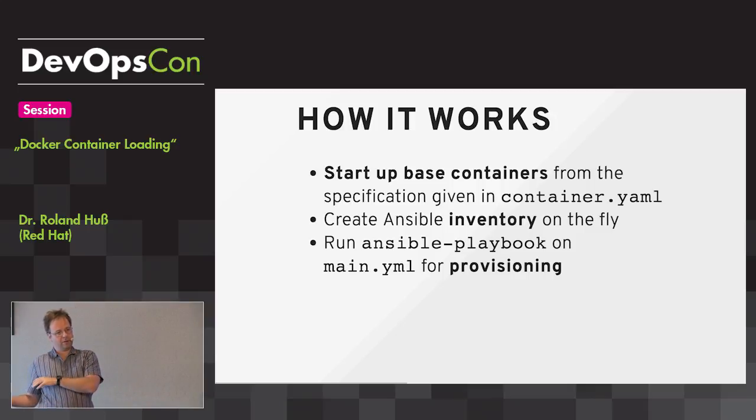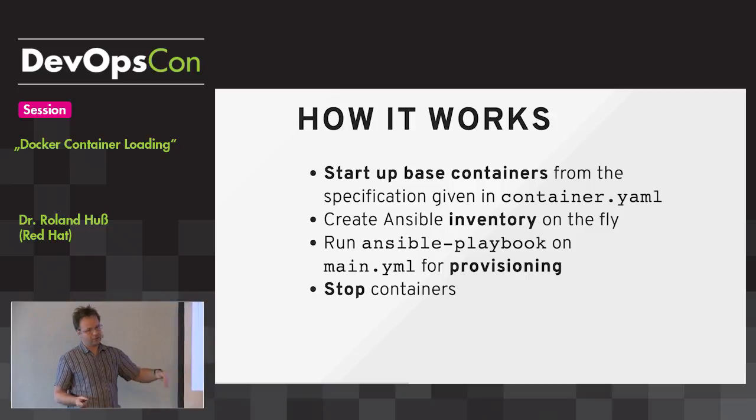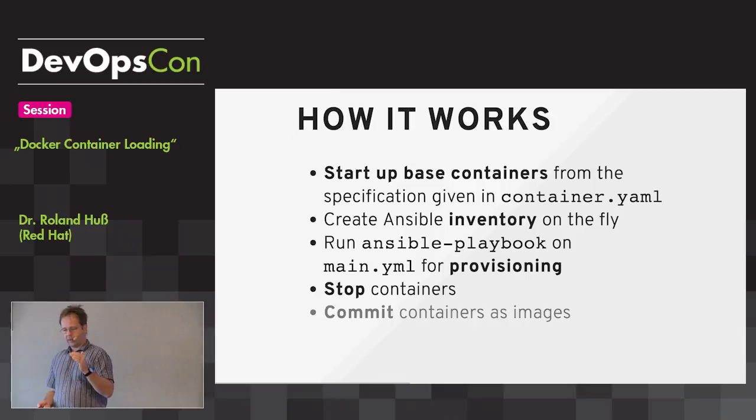This is also, by the way, the good thing about Ansible in comparison to Puppet or Chef, that it's agentless, so the only prerequisite you need is to have some sort of Python on your containers. So this is important. Okay, and then you run your Ansible playbook for provisioning, and afterwards you stop the containers, and then comes this commit, which I showed you in the first slide.